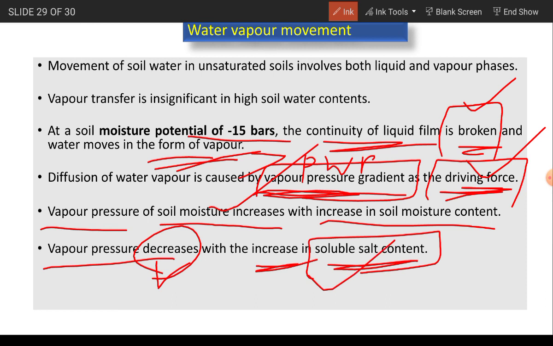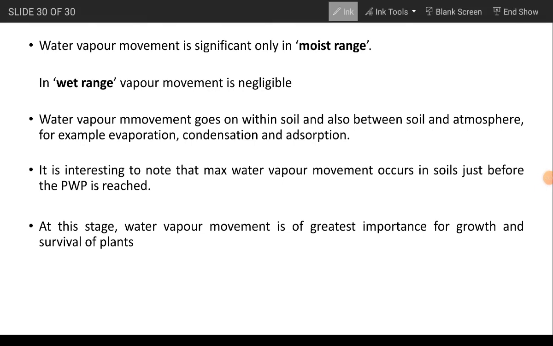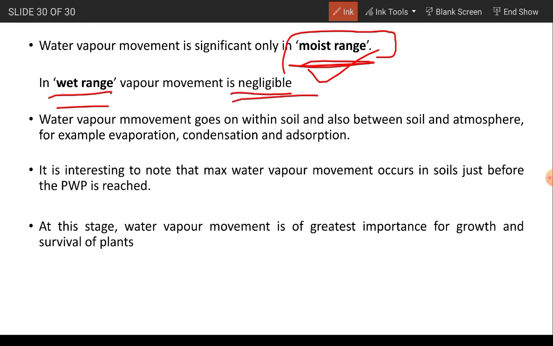The water vapor movement is significant in the moist range. Only in the moist range, not in the wet range, as it is negligible there. In the wet range there is plenty of water present, so there is no need of any vapor movement. So in the moist range the vapor movement occurs.